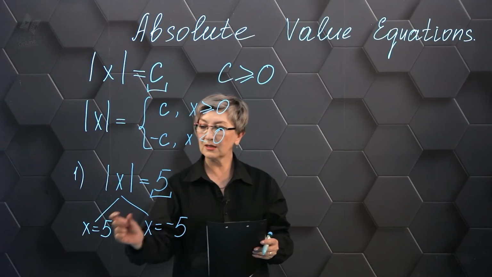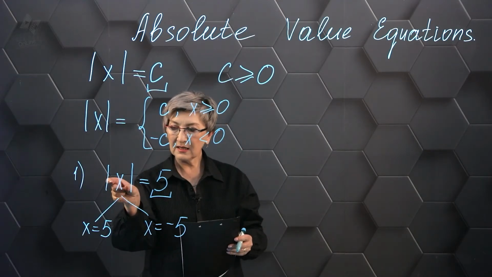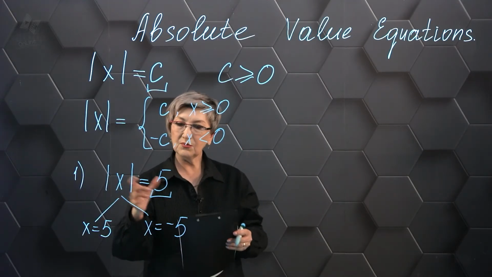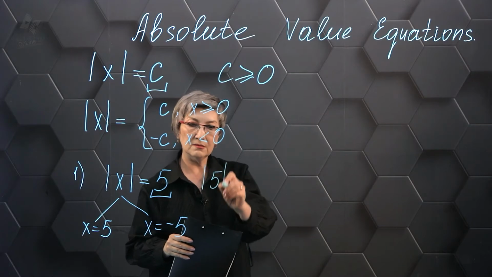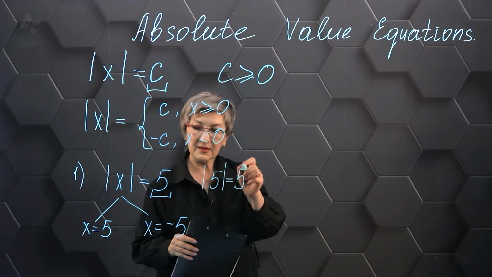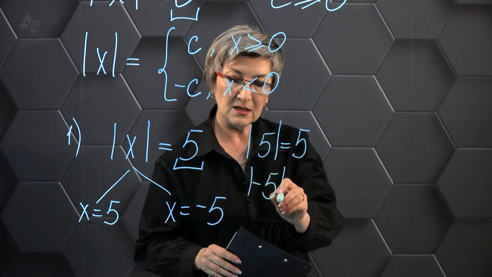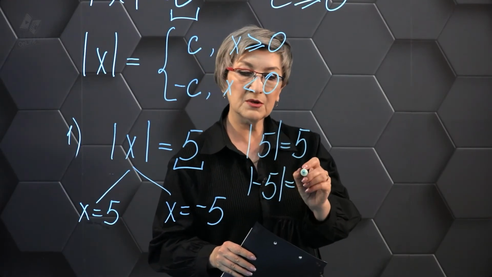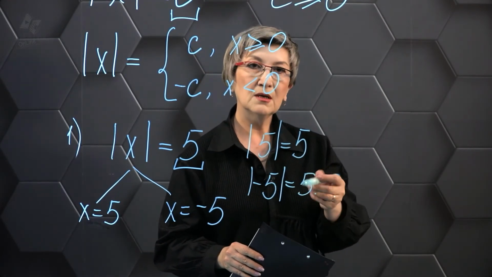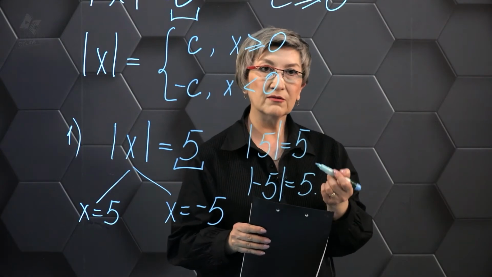What does that mean? If I substitute 5 for x, then the modulus of 5 is 5. And if instead of x I put the number minus 5, then the modulus of minus 5 is also 5. We solved the equation correctly.